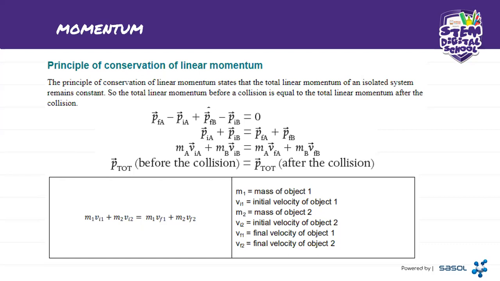Or when you add your initial change in momentum plus your final change in momentum, that is going to give you 0 because they are equal. The initial change in momentum is equal to the final change in momentum. So it's all about the change in momentum. As you can see here, PFA minus PIA means the final momentum minus the initial momentum.